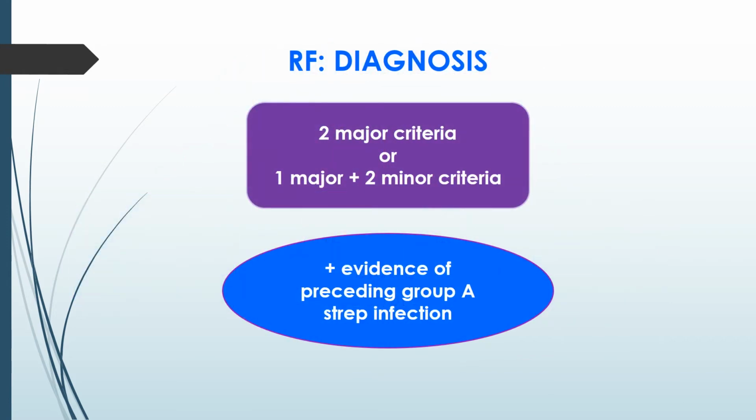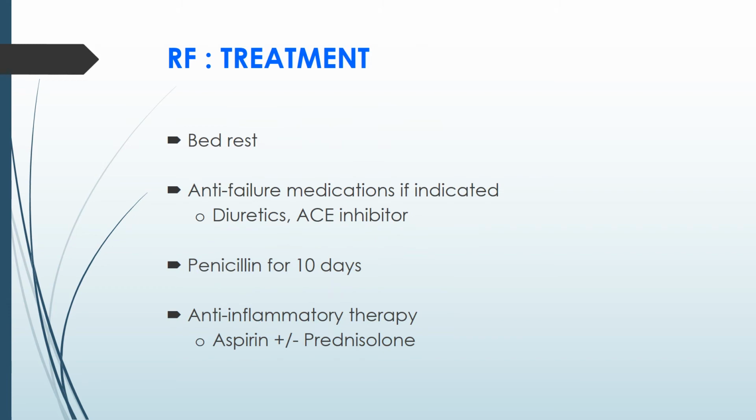In order to make diagnosis of acute rheumatic fever, the patient should have two major criteria, or one major and two minor criteria, plus evidence of preceding group A streptococcal infection. The aims of management of acute rheumatic fever are to provide symptomatic treatment, shorten the acute inflammatory phase, and treat the streptococcal infection, followed by secondary prophylaxis.